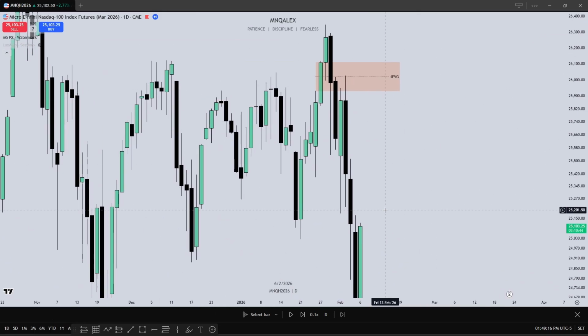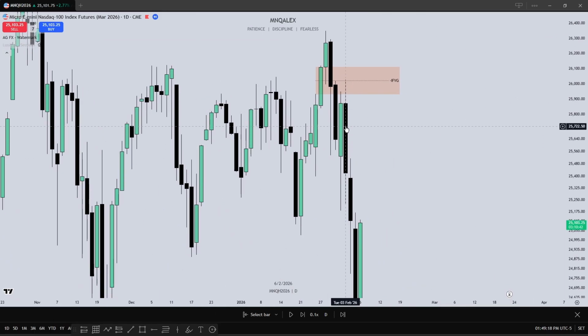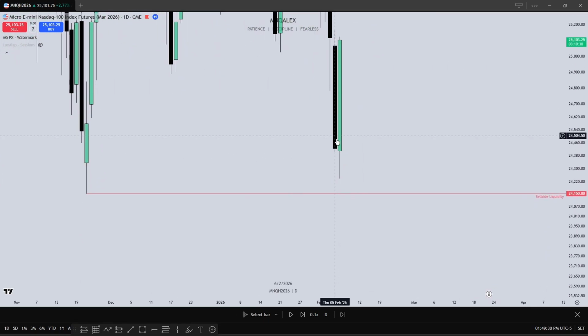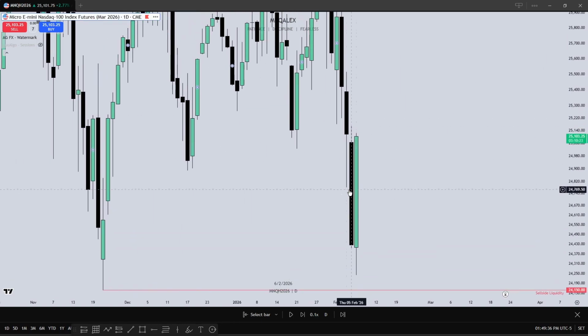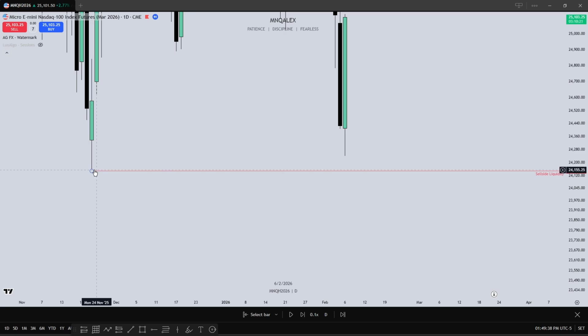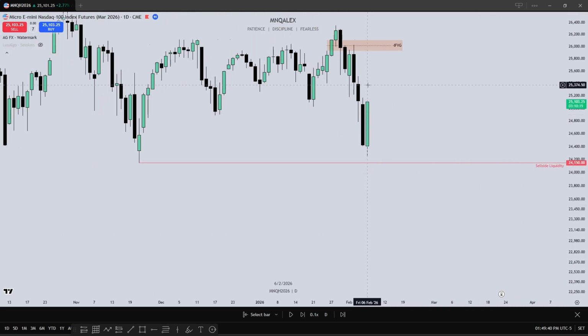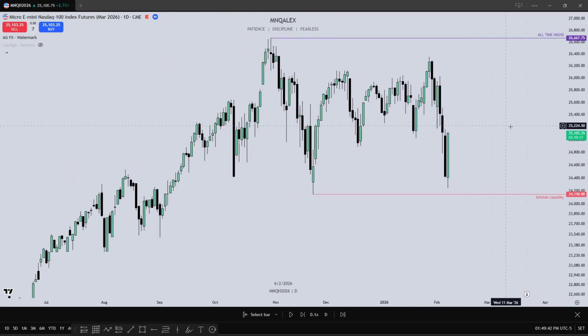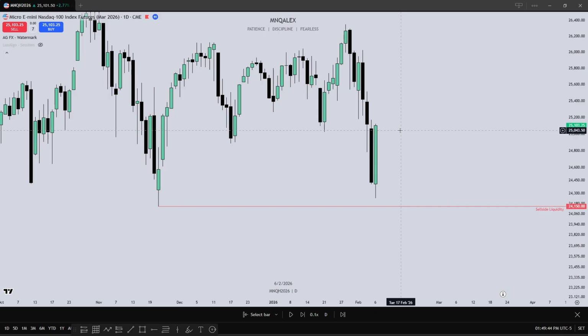Inverse fair value gap. You can see on Monday, we opened, traded higher into it. On Tuesday, we traded back up, failed to close above the midpoint. Then huge displacement down, displacement down, displacement down through the volume imbalance, displacement through the sell side liquidity right here. So my eyes are on the next sell side liquidity pool, which is here. So that was pretty much my draw for the day.